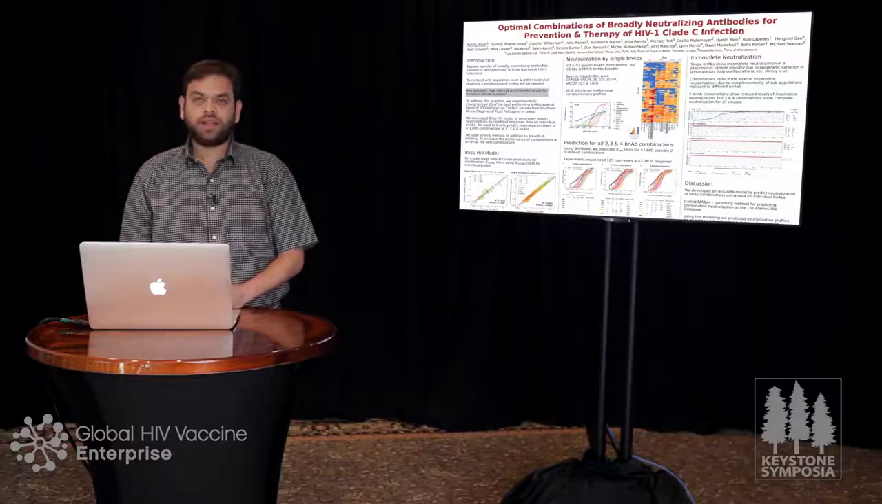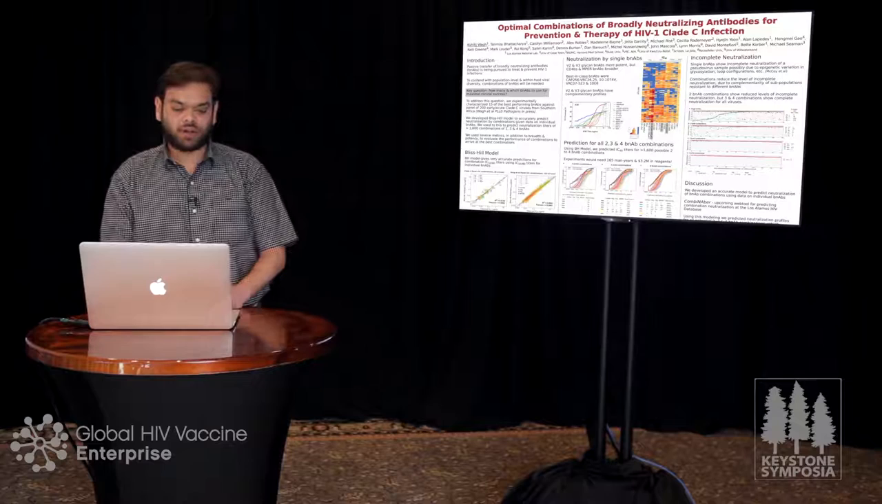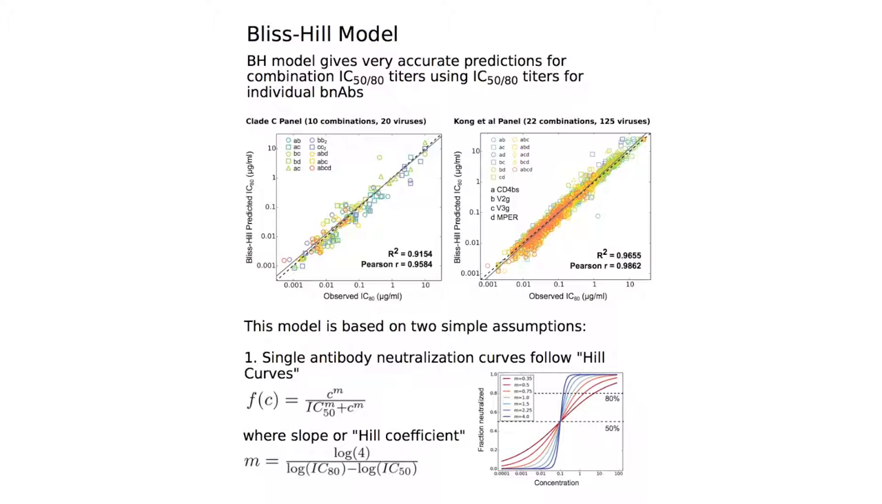Let me start by focusing on panel 1, where I introduced the Bliss Hill model, or BH model. BH model gives very accurate predictions for IC50 or IC80 titers for combinations using neutralization data for individual BNABs. We have tested the predictions of this modeling on two independent data sets. On the left is the Clade C panel, which is the subject of this study, as well as a previous panel, which has more extensive combination data. This is from Kong et al.